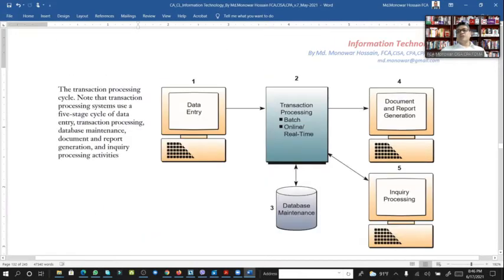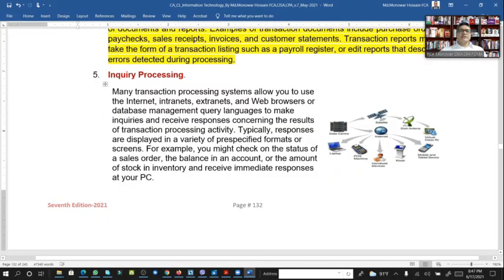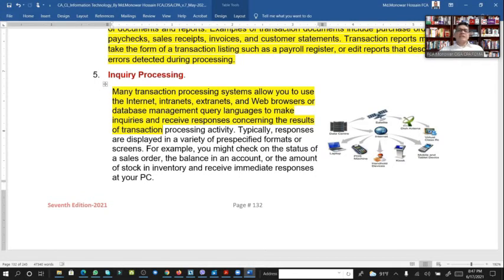Number 4 is document and report generation. Transaction processing systems produce a variety of documents and reports. Number 5, the last one, is inquiry processing. Many transaction processing systems allow us to use the internet, extranet, web browsers, and database management query languages to make inquiries and receive responses about the results of transaction processing activity. Typically responses are displayed in a variety of formats on a variety of devices. We might check the status, for example sale orders, balances, etc., and also dashboard reporting.